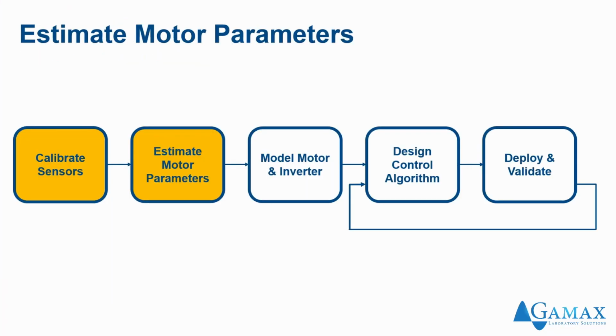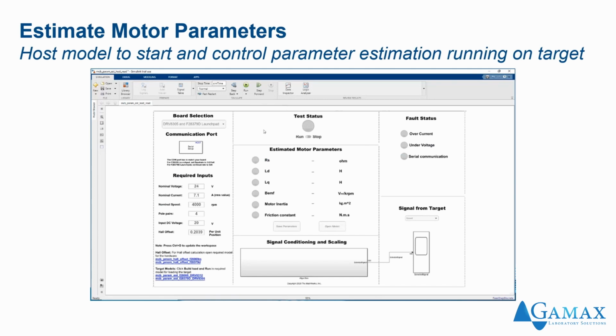The second step of our workflow is to estimate the parameters of our motor. As we know, an accurate plant model helps us better design our controller in the closed loop simulation. In our case, we have an actual motor and we can take advantage of that. So the motor control block set also provides instrumented tests we can run on the processor to estimate the motor parameters.